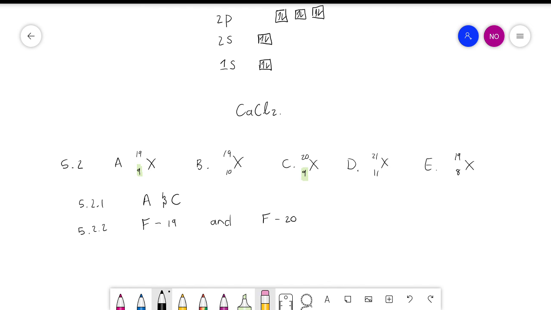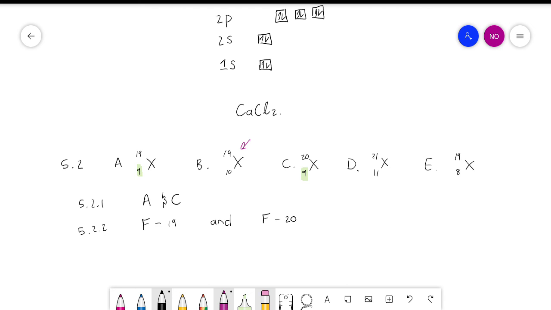What? This one is neon. That one is neon. Remember, you don't change the protons when something becomes an ion. Protons make it a certain element. Electrons give it a charge.